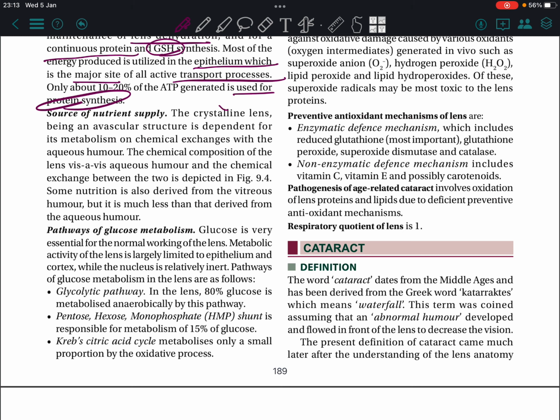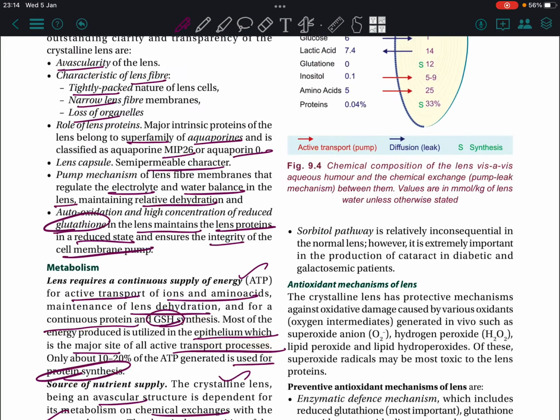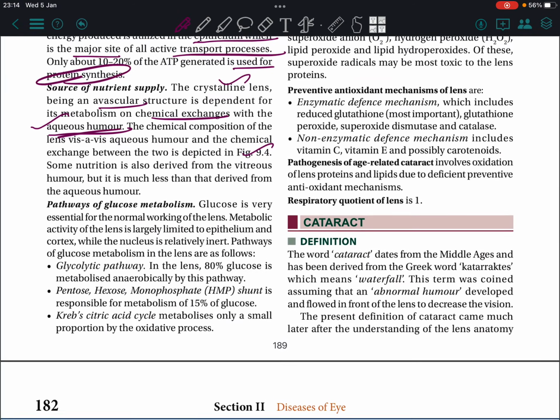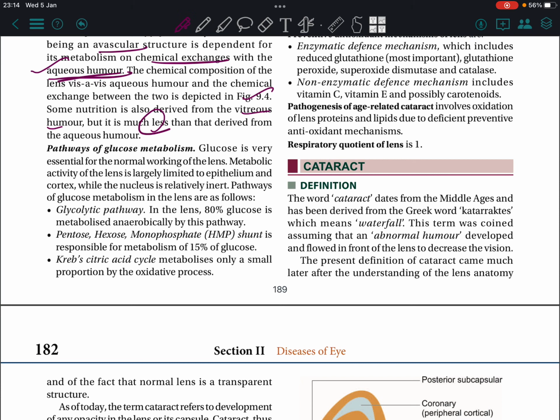Source of nutrient supply. Crystalline lens, being an avascular structure, is dependent on aqueous humor for metabolism and chemical exchange. The chemical composition of lens with aqueous humor and chemical exchange between the two is depicted. Let's see further. Some nutrition is also derived from vitreous humor, but it is much less than that derived from the aqueous humor. Pathways of glucose metabolism. Glucose is very essential for normal working of lens. Metabolic activity of lens is largely limited to epithelium and cortex, while the nucleus is relatively inert.